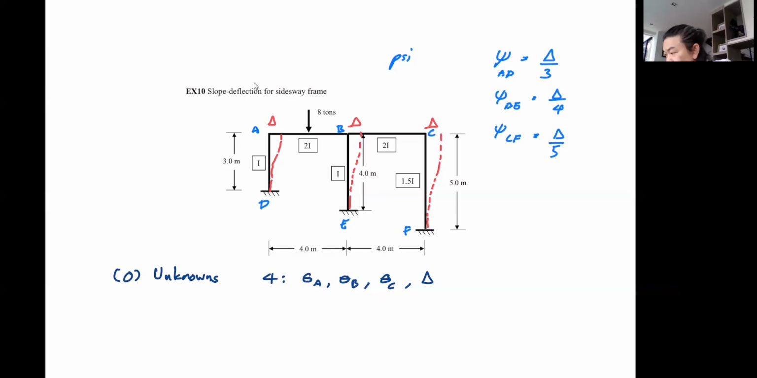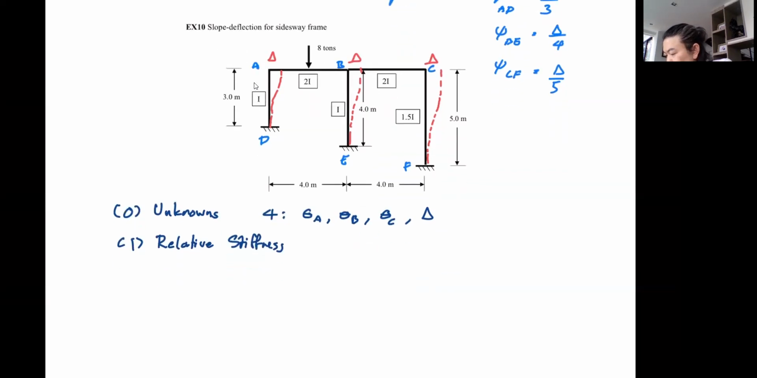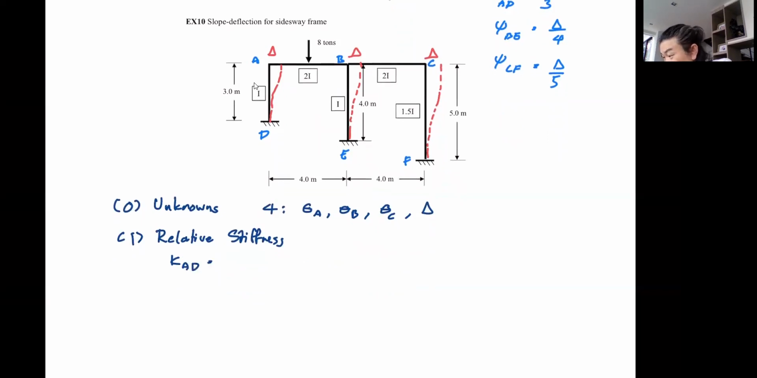Okay. So the next step is the relative stiffness. So let's say my KAD is I over 3. My KBE, that's I over 4.